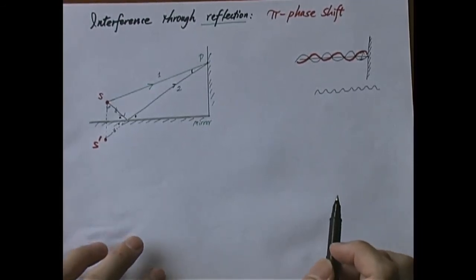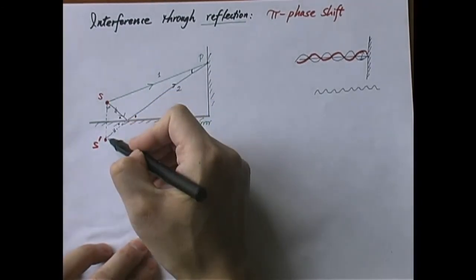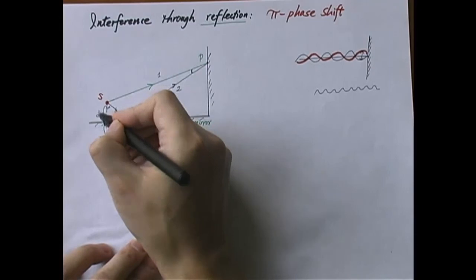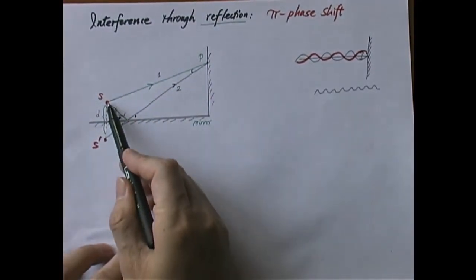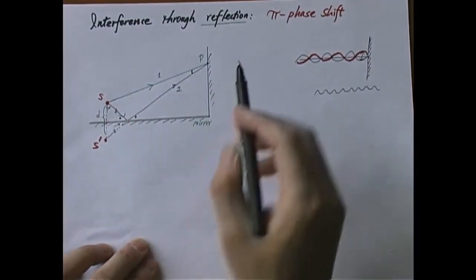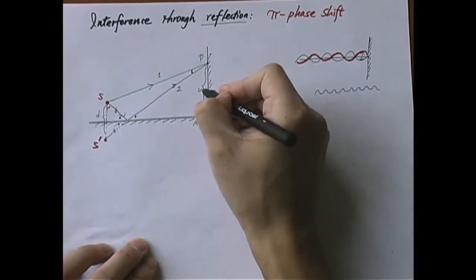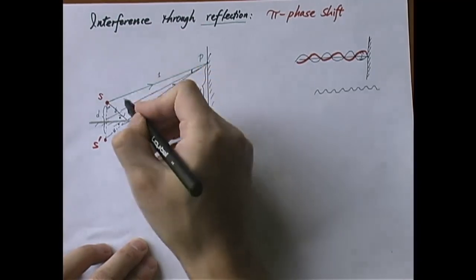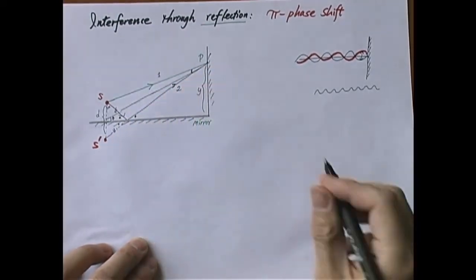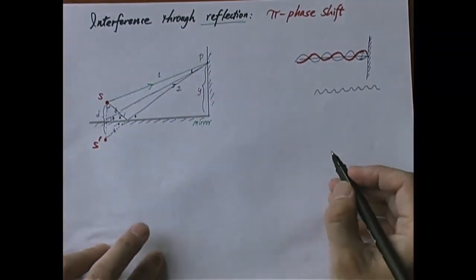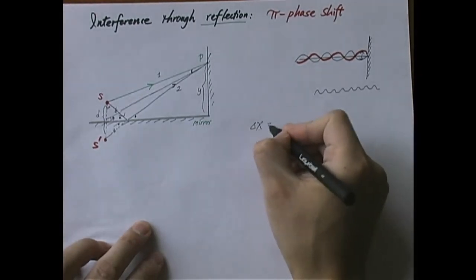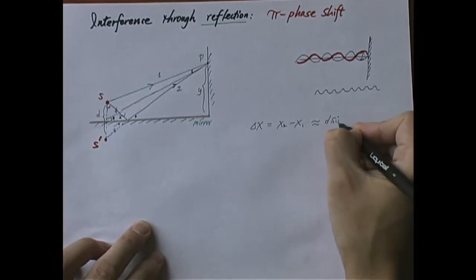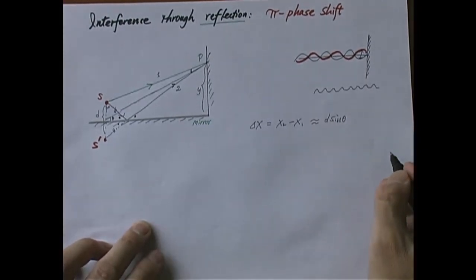The separation between the two sources is d. This is what we call d. It's twice the distance between the source and the mirror. And this is y, and this angle here is theta. So I still have the same thing. The value of delta x, which is x2 minus x1, is still roughly d times sine theta. Right, d sine theta. That is still the same geometry.